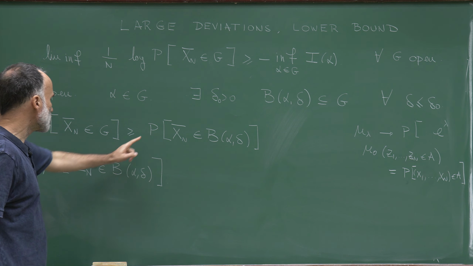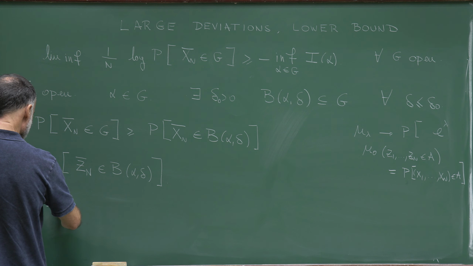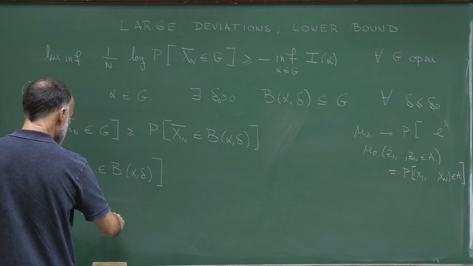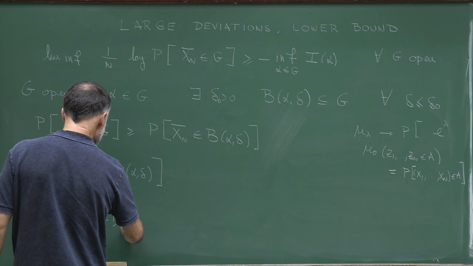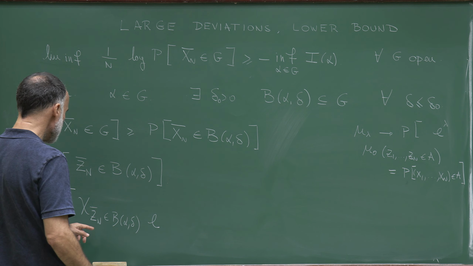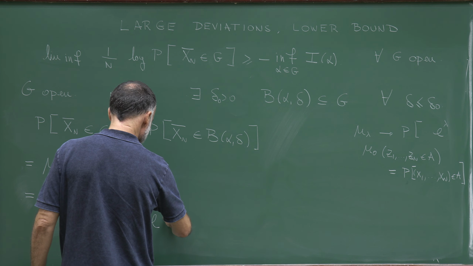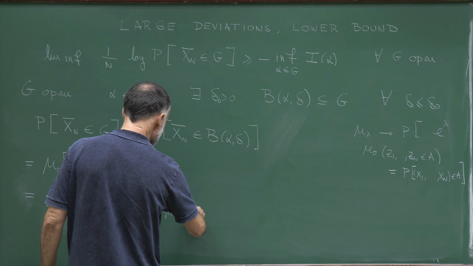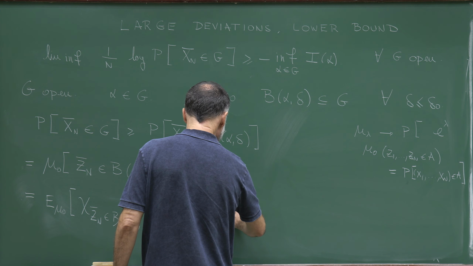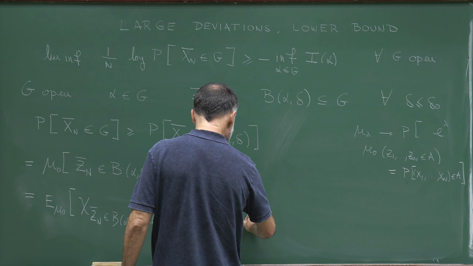So this is what I did. I replaced P by mu 0, and now I'll just rewrite this as the expectation with respect to mu 0 of the indicator that Zn bar belongs to this ball of radius delta centered at alpha, and I will introduce n. It's fixed, so let me rewrite this as the sum of lambda xj, j from 1 to n, minus n m of lambda, exponential. So I just multiply by this exponential. Now I'll divide by the same exponential.